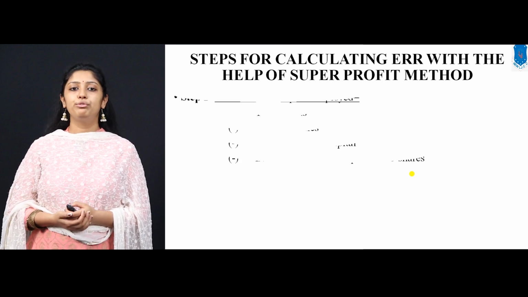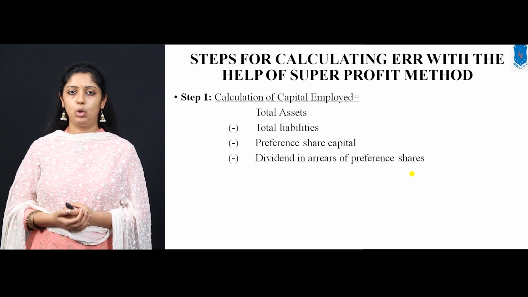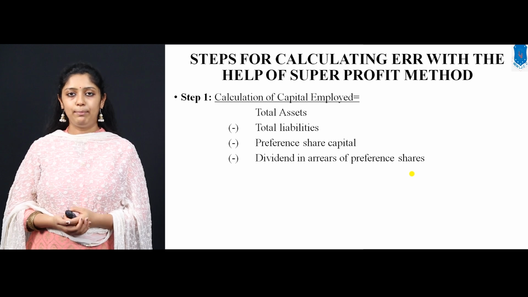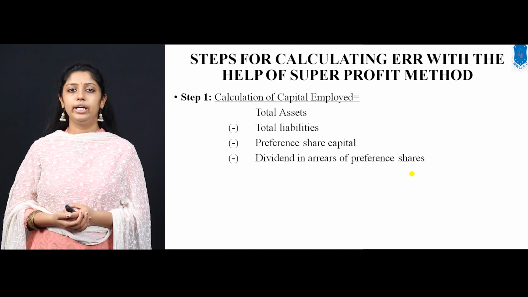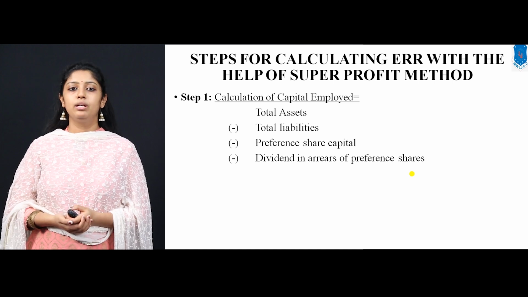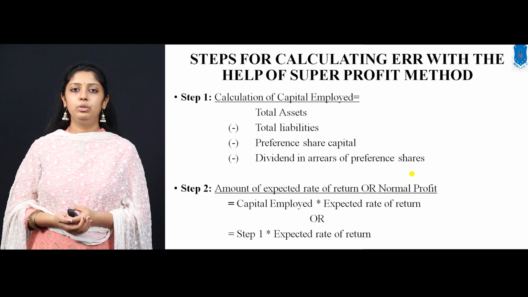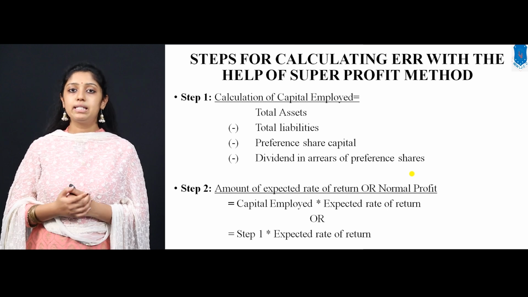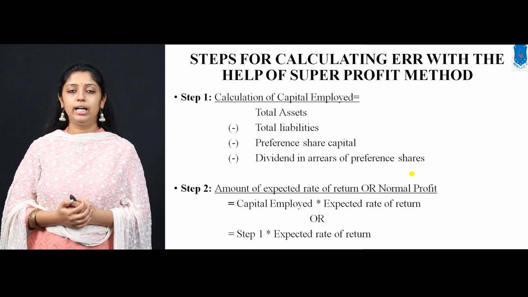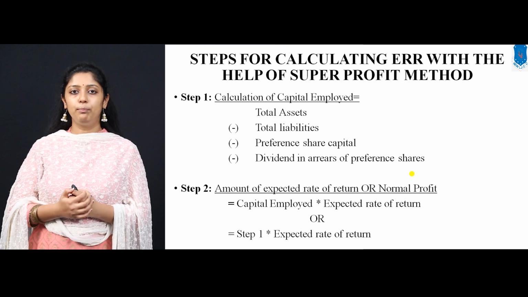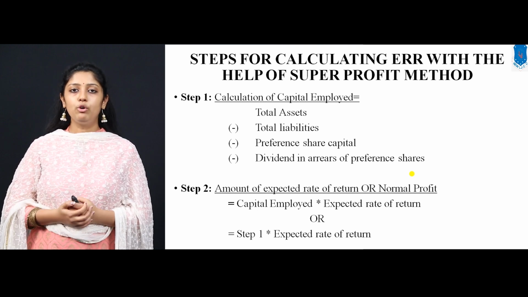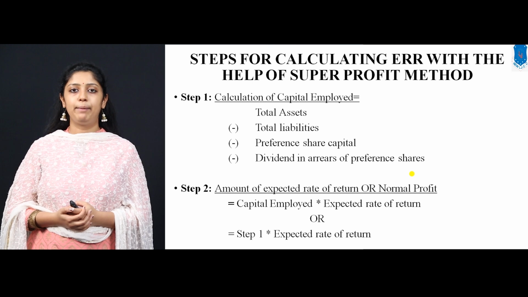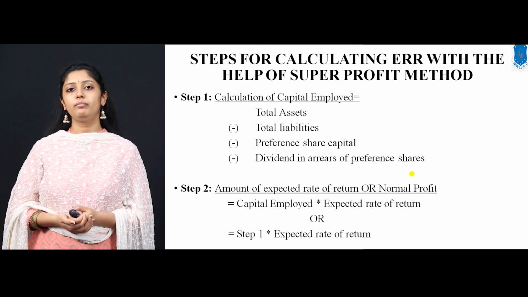Step number 1 is to find out the amount of capital employed. The formula for the same is total assets minus total liabilities minus preference share capital and lastly dividend in arrears of preference shares. Step number 2 is to find out the amount of ERR. It is amount of ERR, it is not ERR. So read it very properly and understand it. Amount of ERR is calculated by multiplying capital employed with ERR, that is in terms of percentage.